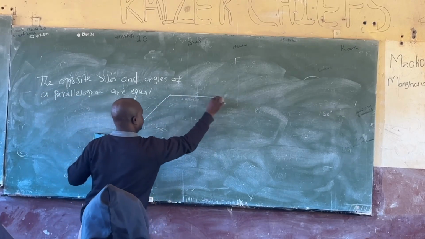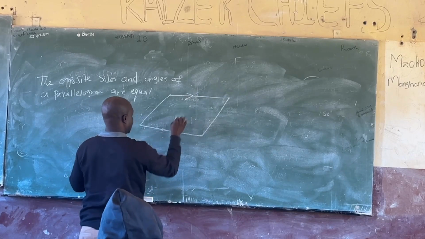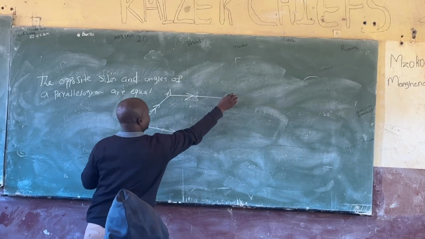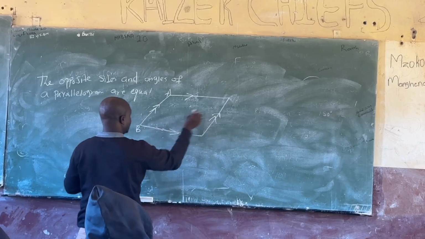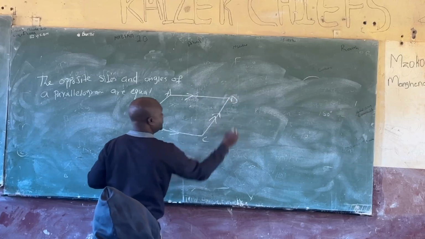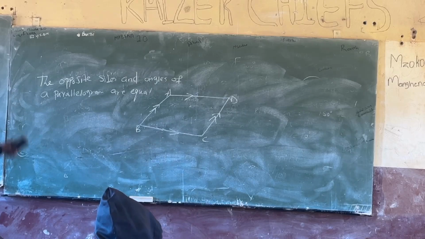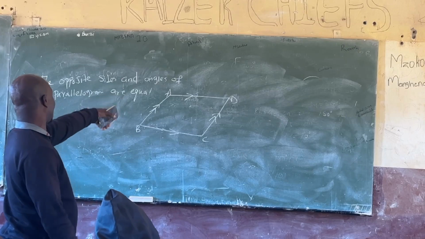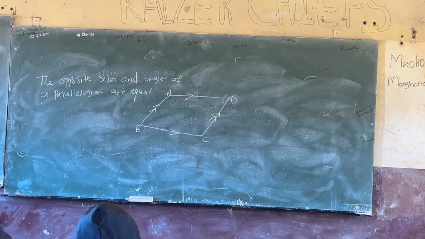This is a parallelogram. And remember, in a parallelogram, opposite sides are parallel. This is the parallelogram ABCD. We are given this. Prove that the opposite sides and the angles of a parallelogram are equal. You are given a diagram like this in an example. Then, required to prove.